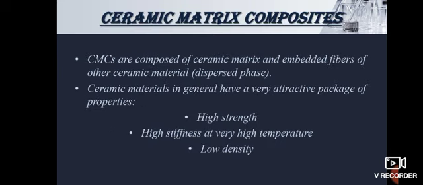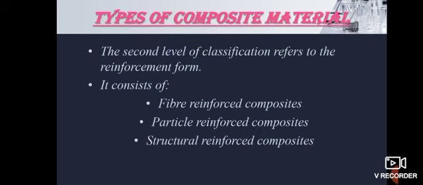The next one is ceramic matrix composites. Ceramic matrix composites are composed of ceramic matrix and embedded fibers of other ceramic material in dispersed phase. Ceramic materials in general have a very attractive package of properties such as high strength, high stiffness at very high temperature, and low density.